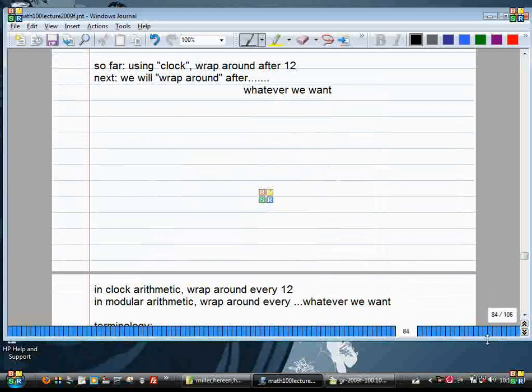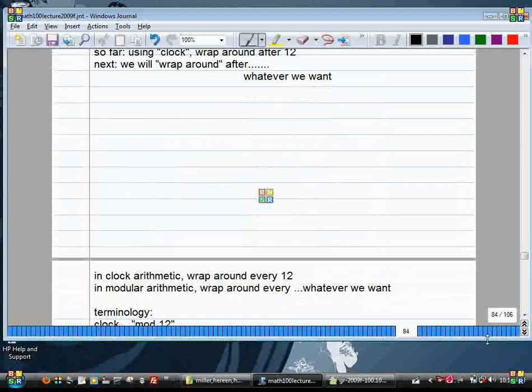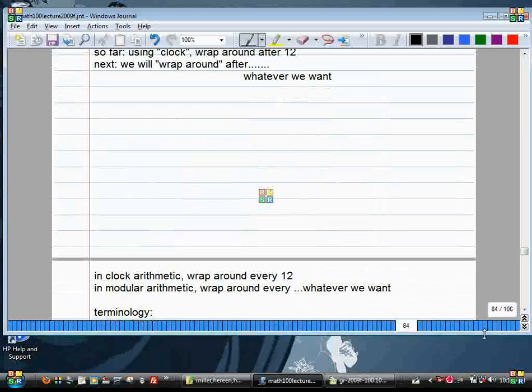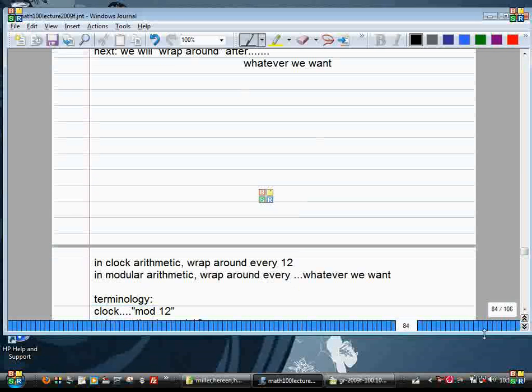So the name for this, you can pick it up later. Name for this is, as I said, modular arithmetic. We often just say mod. Okay. So how do we say this? So on the clock, what we're doing is called mod 12, which basically means that groups of 12 just go away.